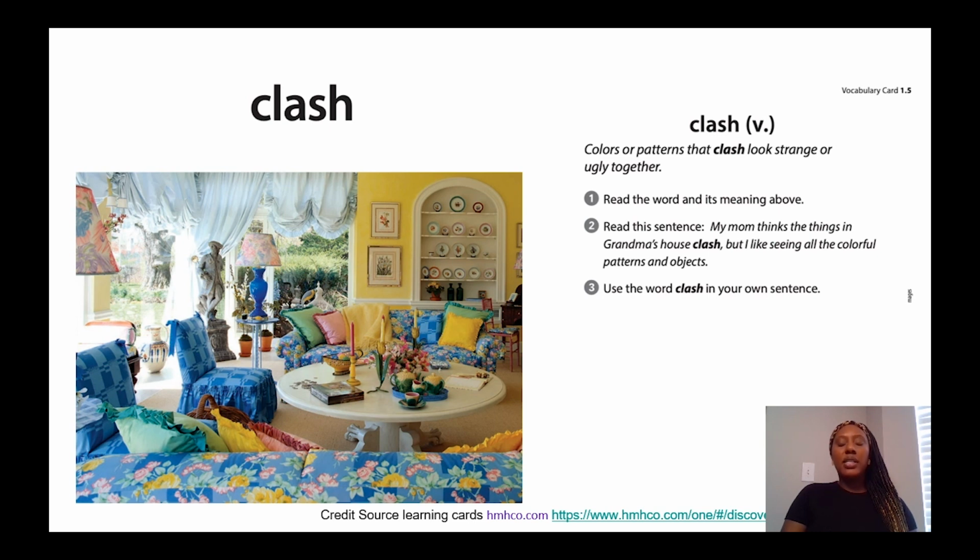So let's look at an example of this word in a sentence. My mom thinks that things in grandma's house clash, but I like seeing all of the colorful patterns in objects. So as you can see in this picture, all of the colors and patterns are clashing together. They look strange and ugly together.